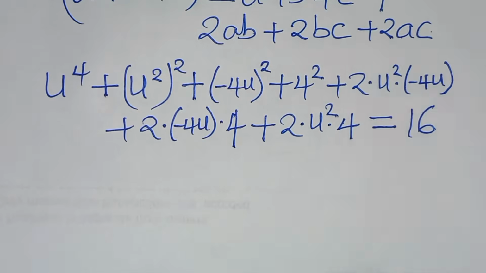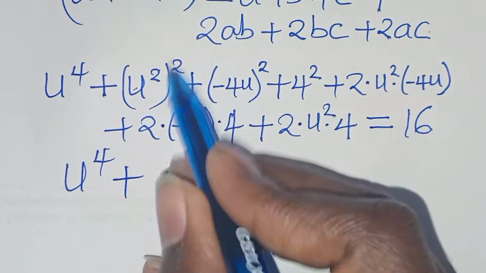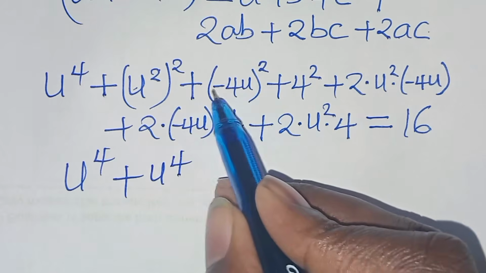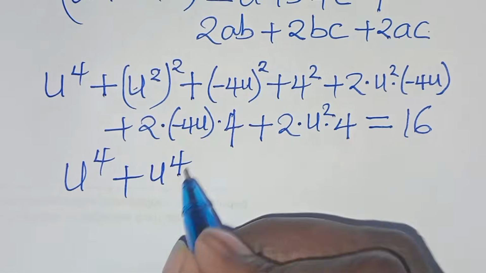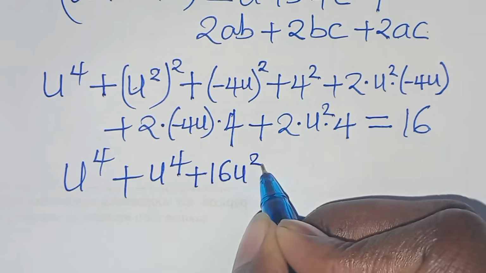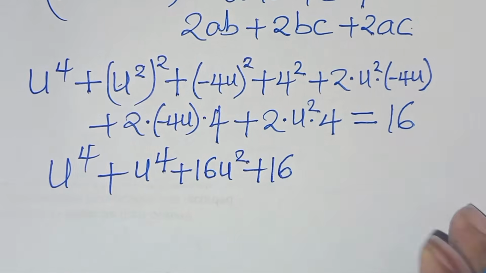So this implies that we have u^4 plus (u^2)^2. This is u^4. Then here we have minus 4u squared, so this is plus 16u^2. Then plus 4^2. This is equal to 16.